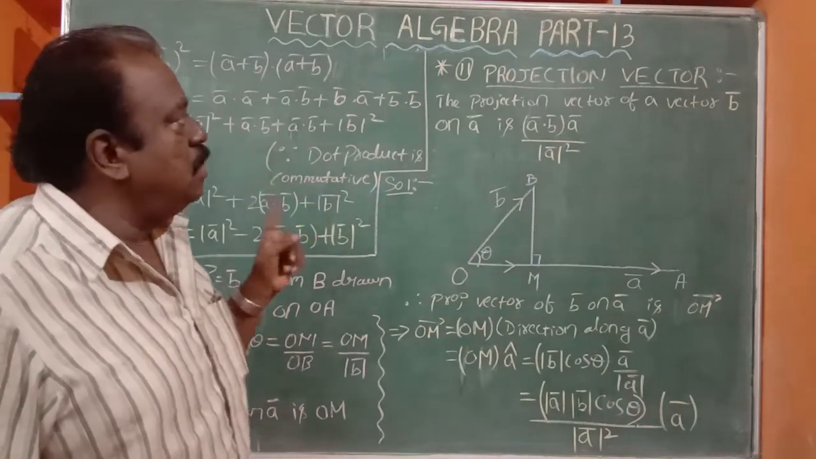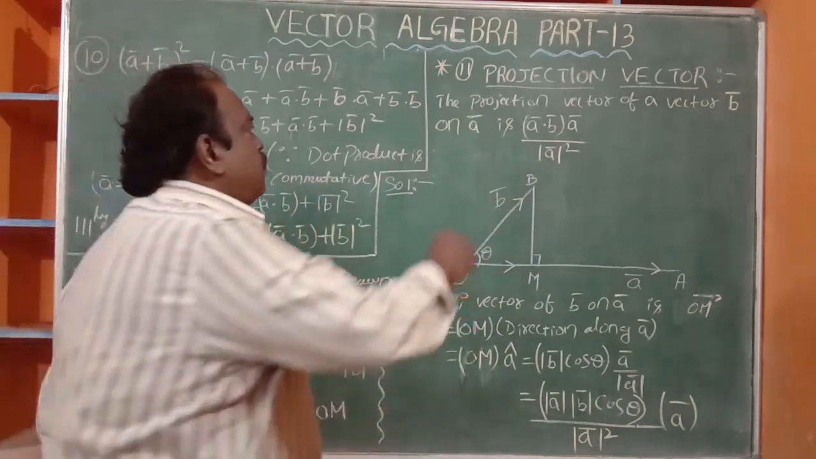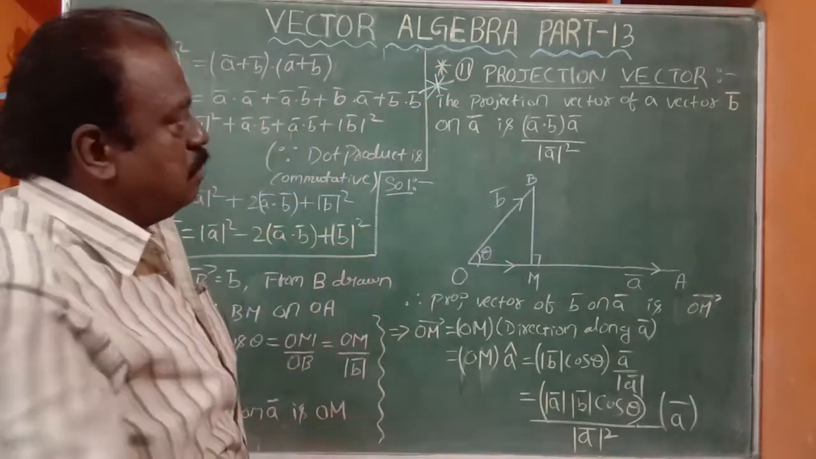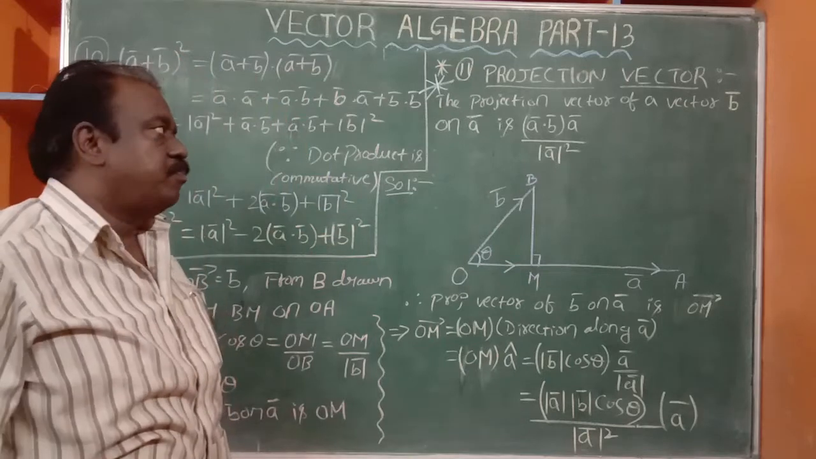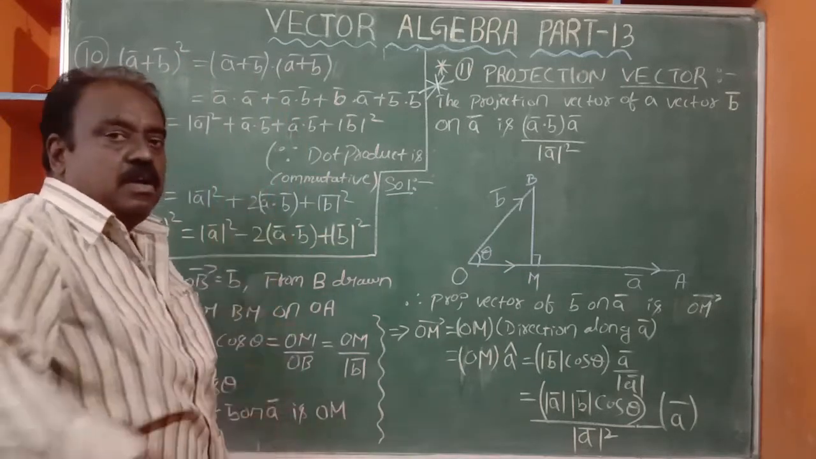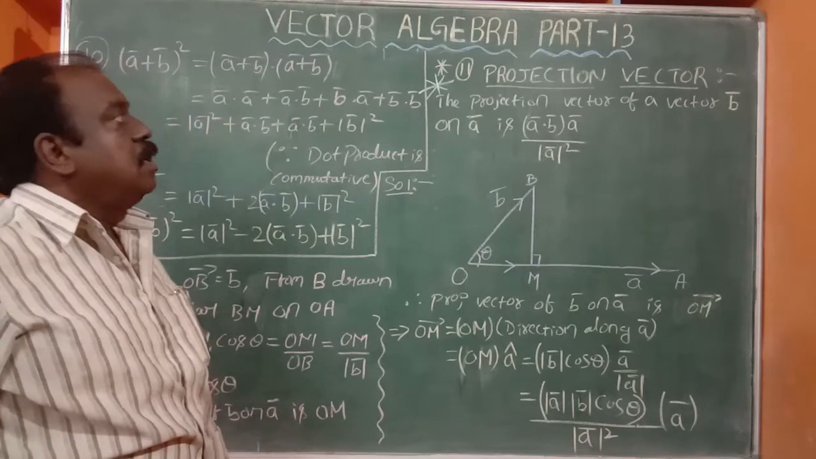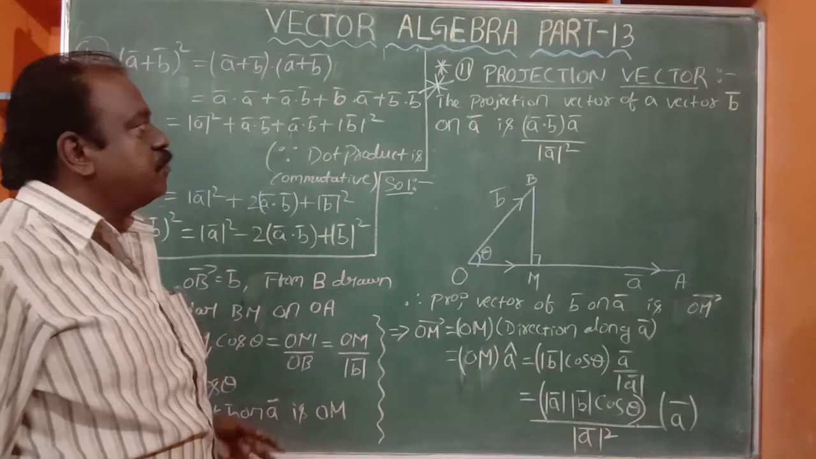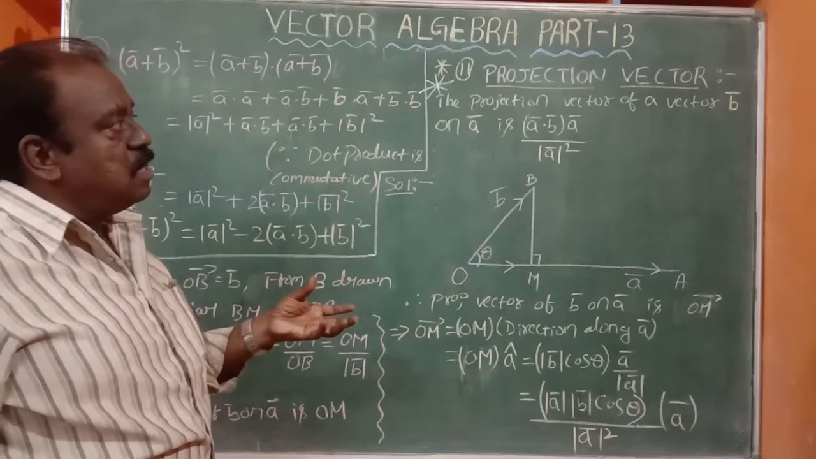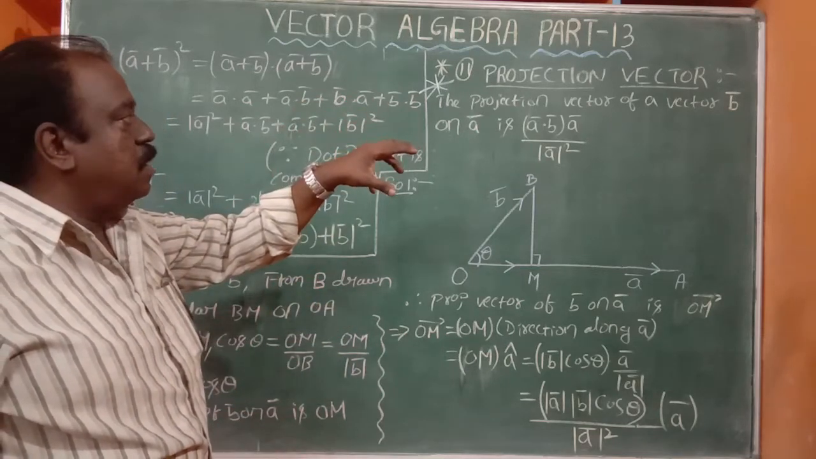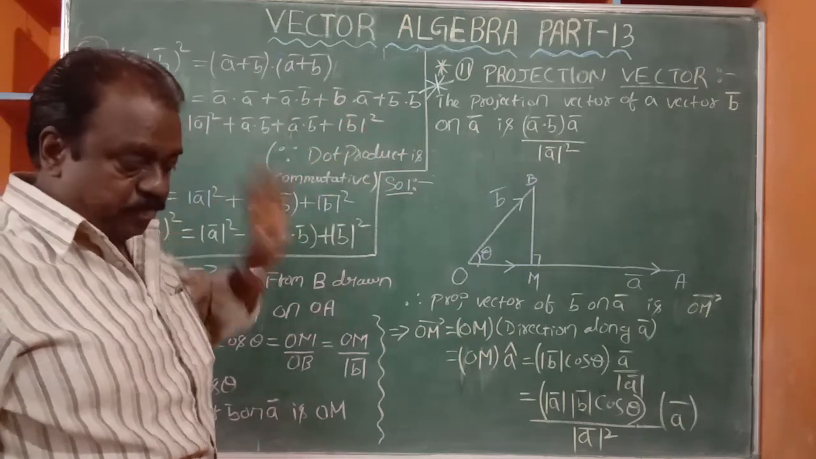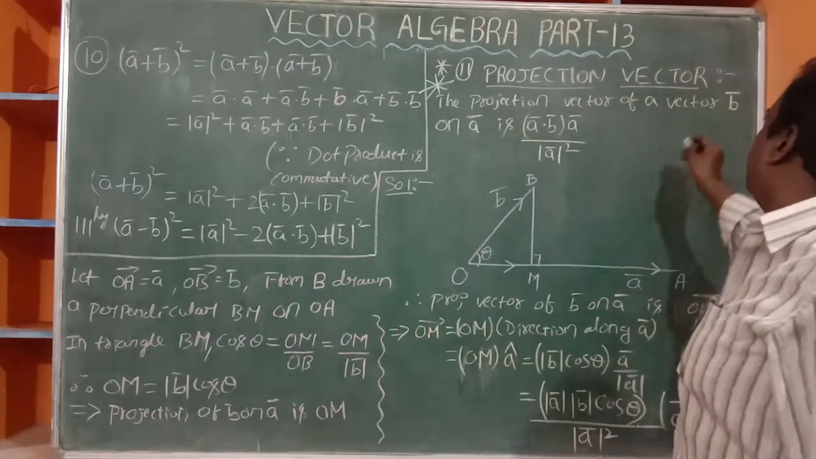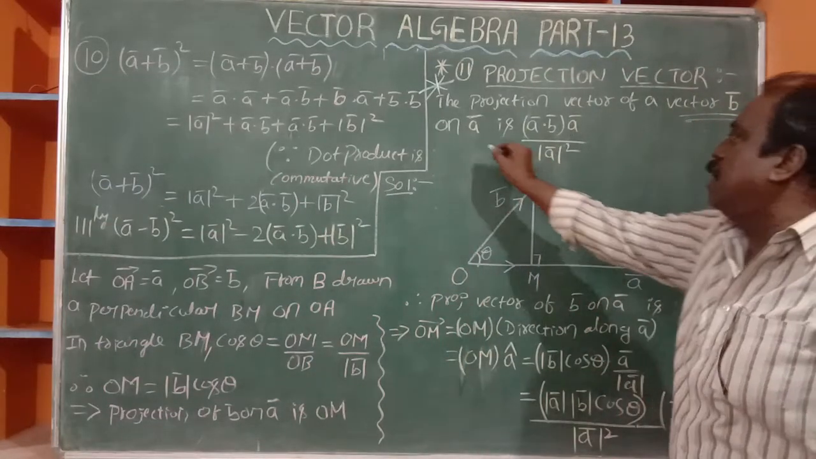Next, we'll go to the 11th property. It's a very, very important concept. This theorem is important, and the concept is used to solve problems, so problems are also asked on this concept. Be careful. Its name is the projection vector: the projection vector of a vector b bar on another vector a bar.